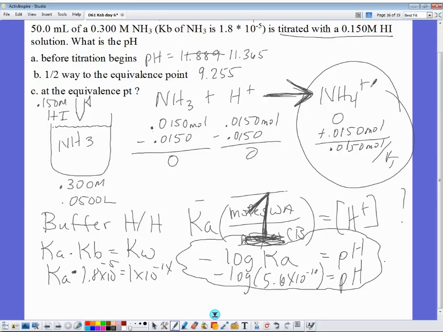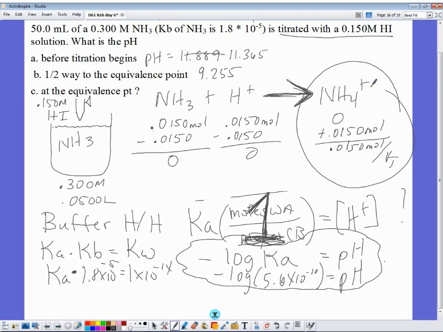Ka equals H plus. You need to get good at looking at those different spots. Not that we go from A to Z with titrations, but we have to know about the different spots. We have to be able to do the titration reaction.